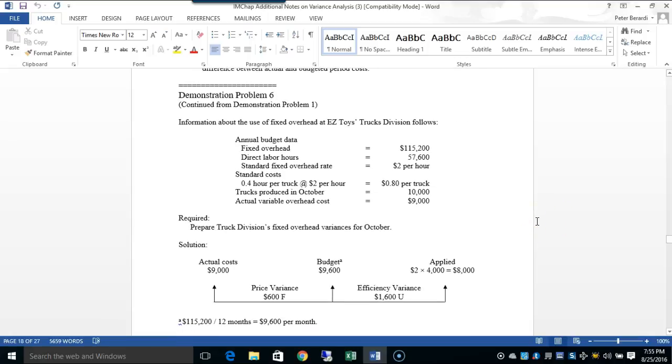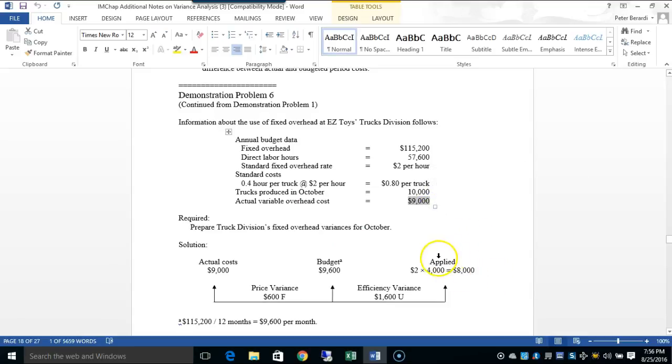So to demonstrate, annual budgeted data is $115,200 of fixed overhead. So the budget you would expect here to be $115,200, but we're doing it for the month of October. So it's $115,200 divided by 12 months. And just to make sure that's right, divided by 12 is $9,600. So that's your budget. Actual costs are given to us in the problem, $9,000.